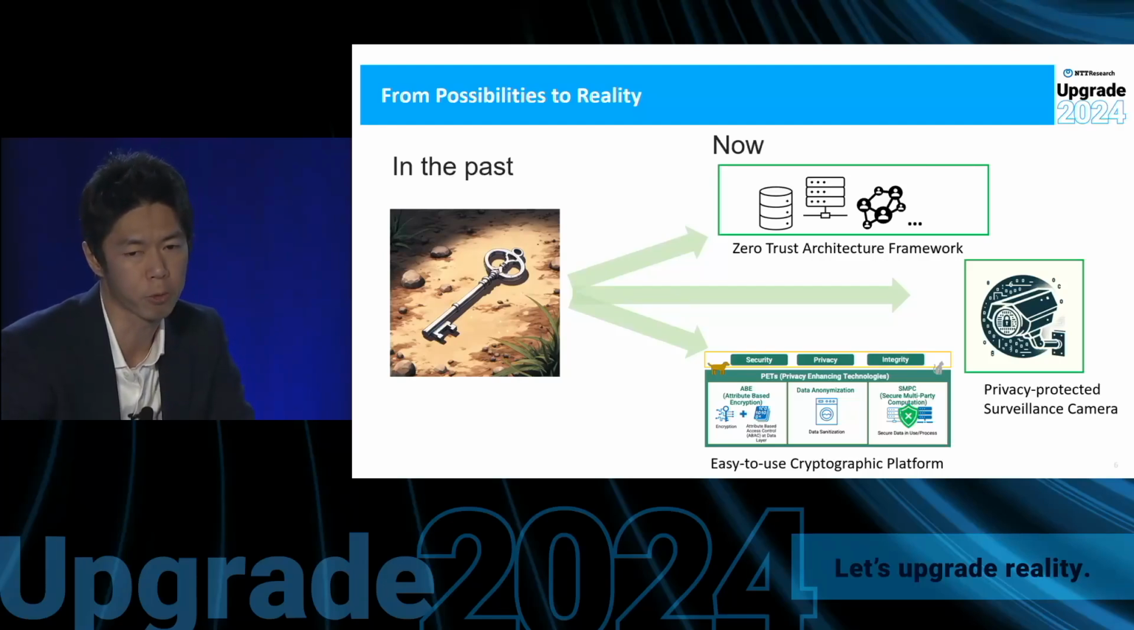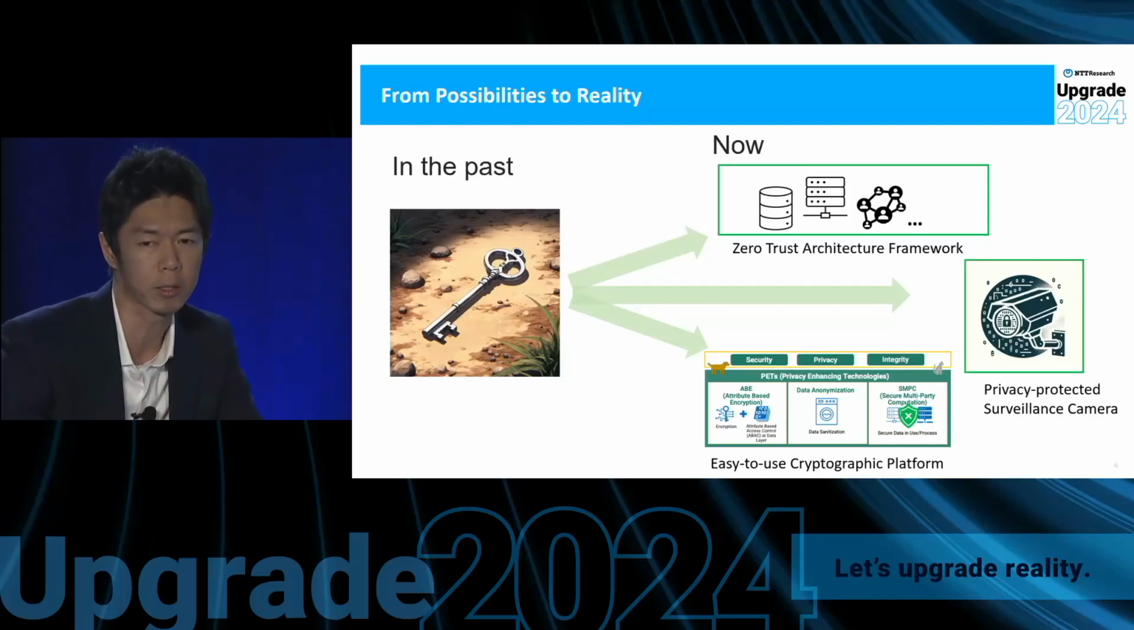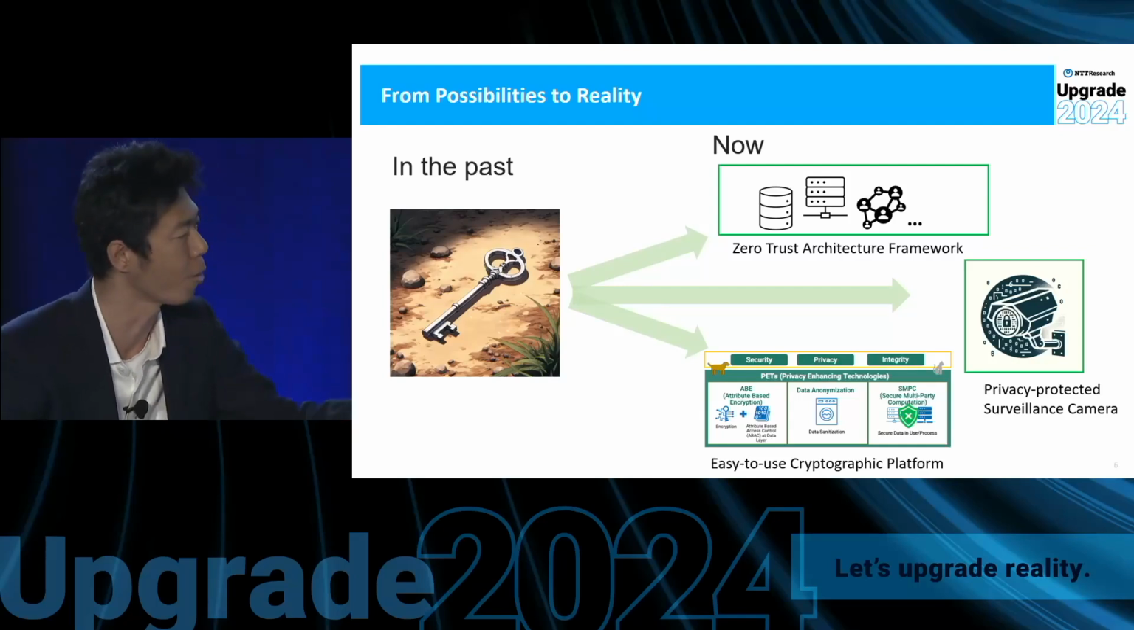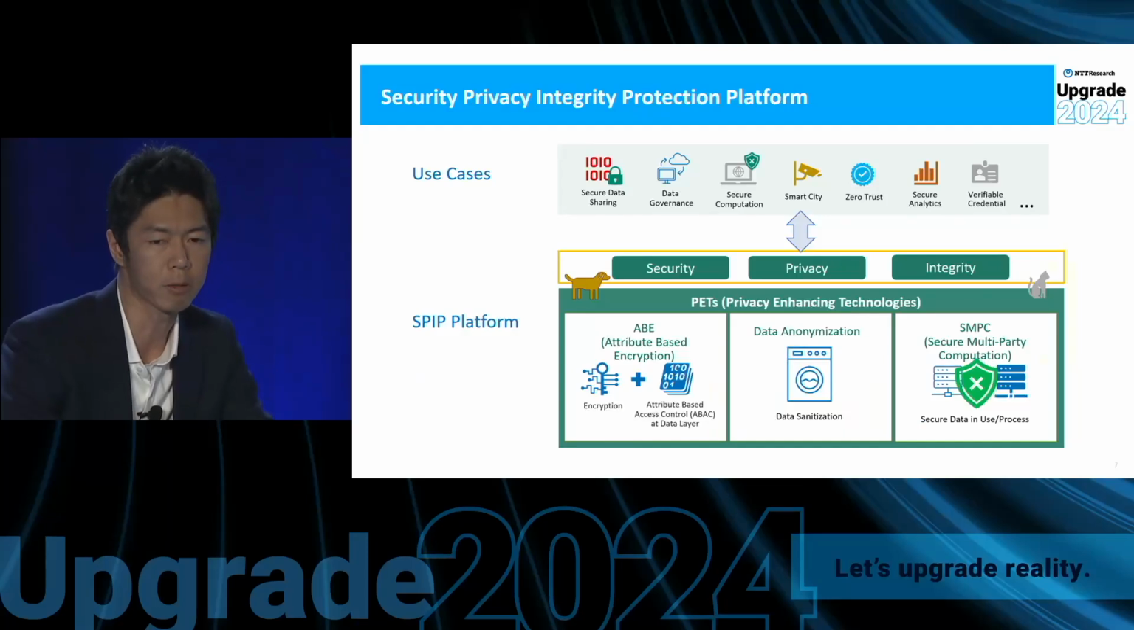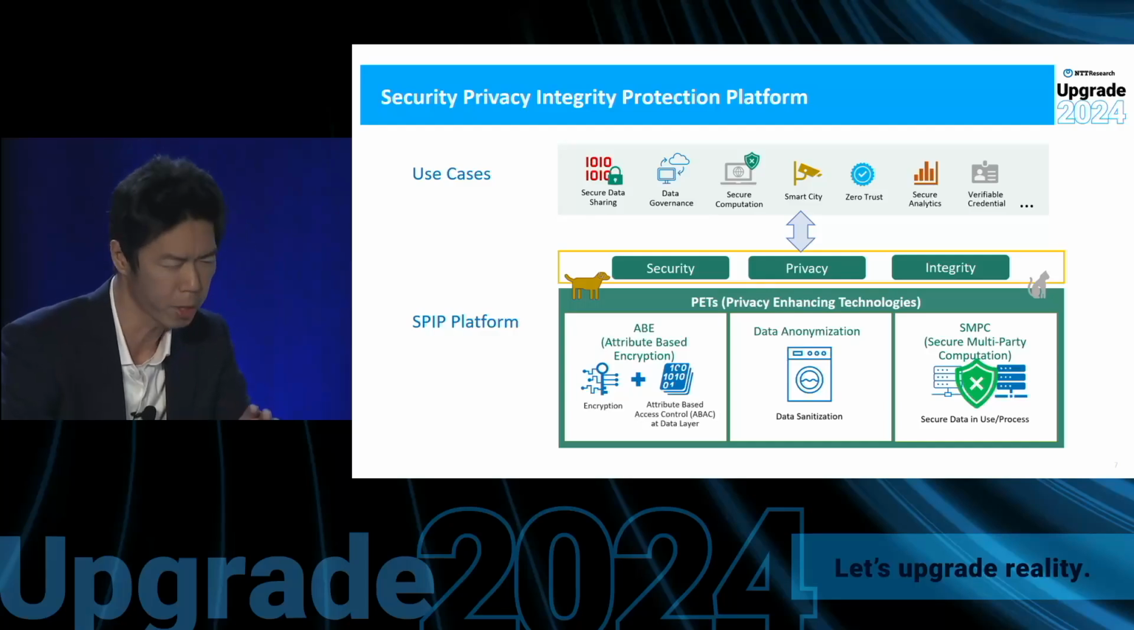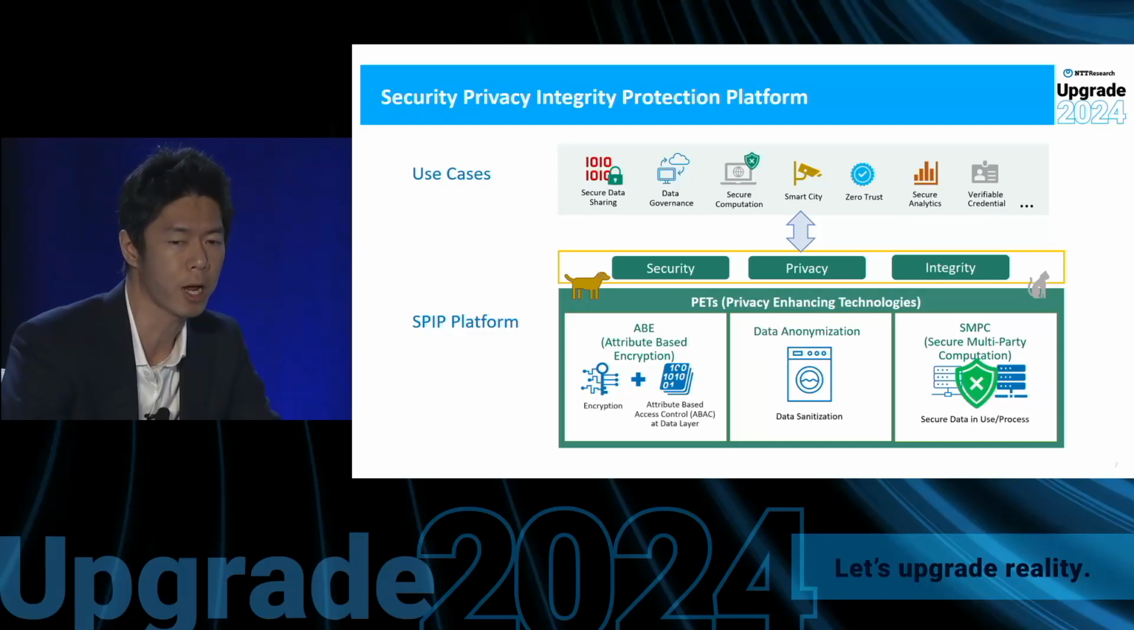We have developed a platform which can be easily used, and also surrounding components such as an application and a system. This achievement is not only from our NTT Research's effort, but also thanks to my collaborators from NTT Data. Okay, so let me explain one example. We call this SPIP, and this package is three privacy-enhancing technologies. One is ABE, and the others are anonymization and multi-party computation.